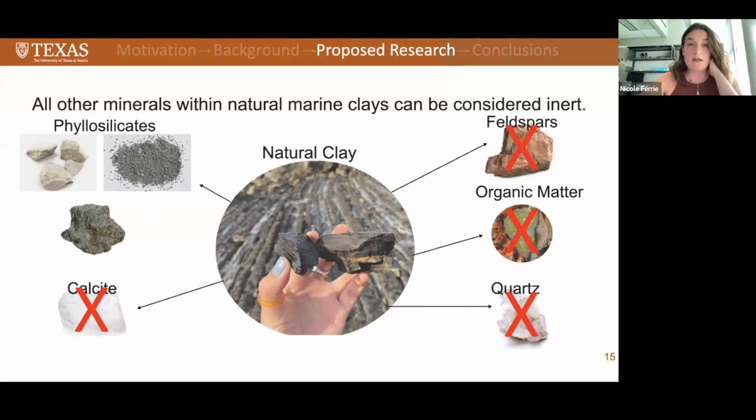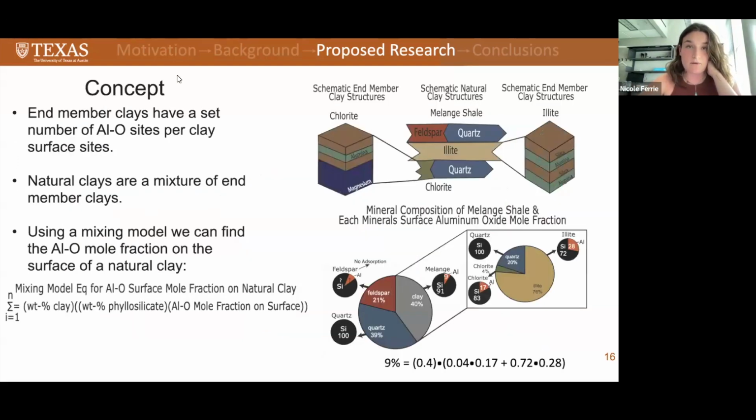So then we believe that we can do an end-member mixing model to find out the percentage of aluminum oxide available on the surface of a natural clay. And here I have illustrated how we do that. So say we have a melange shale here, which is a natural subduction zone clay, and it's composed of quartz, feldspar, illite, and chlorite. We look at the X-ray diffraction, or the weight percent of minerals inside this clay, and we figure out that 21% is feldspar, 39% is quartz, and 40% is clay.